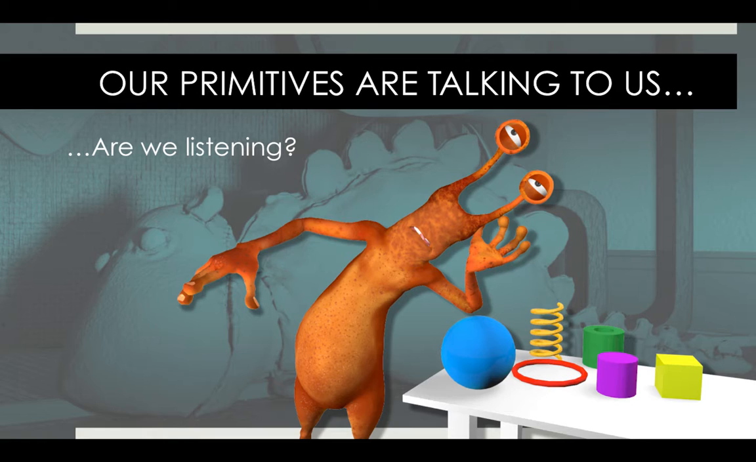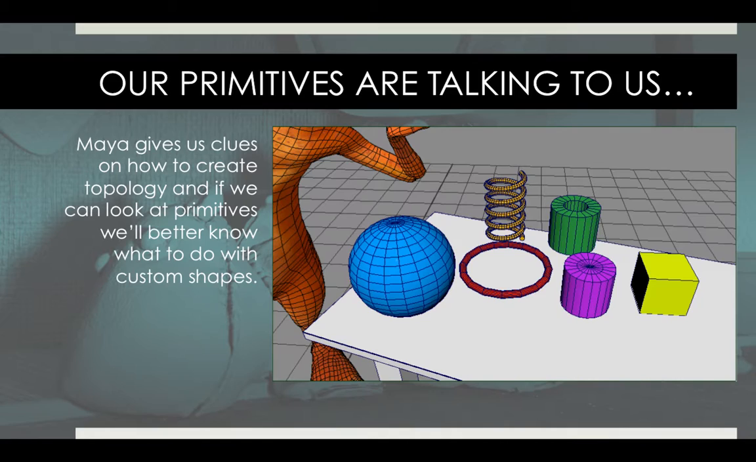And if we are in tune with the way Maya likes its quads, or any 3D package for that matter, we could basically say that our primitives are talking to us. They tell us already what kinds of formations Maya tends to like when it comes to the creation of CG form. Basically, Maya is giving us clues on how we can model and we can apply them to new shapes.